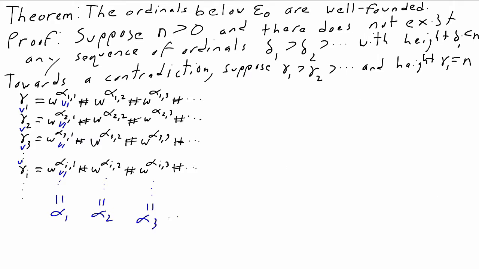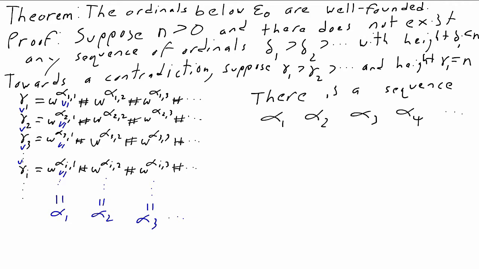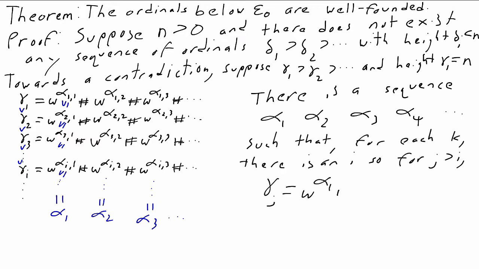The third term must eventually stabilize to alpha 3, and then the fourth to alpha 4, and so on. And this goes on forever. We get an infinite sequence this way. To say that formally, we have a sequence, alpha 1, alpha 2, and so on, with the property that for every initial segment of the alphas, all but finitely many of the gamma i's start with that initial segment.